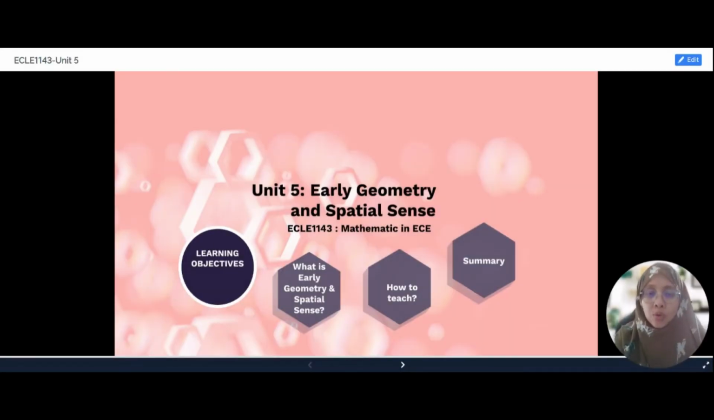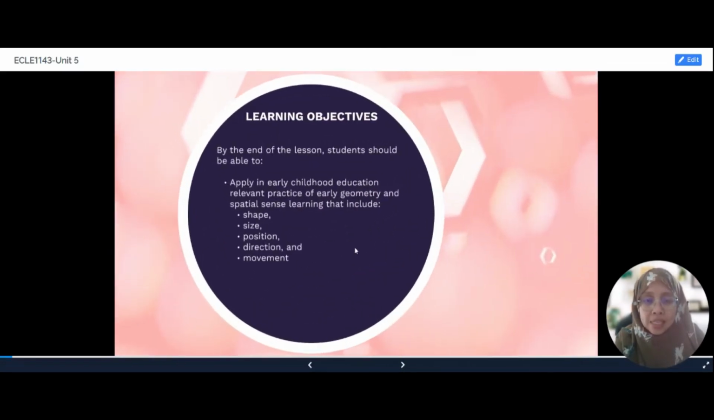So this is our unit 5 in mathematics in early childhood education, and in this unit 5 we will talk about early geometry and spatial sense. Alright, let us take a look at the learning objective for this topic. By the end of this lesson, you should be able to apply early childhood education relevant practice in teaching early geometry and spatial sense that includes shape, size, positions, directions, and movement.